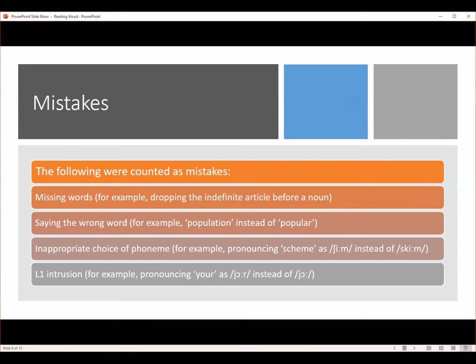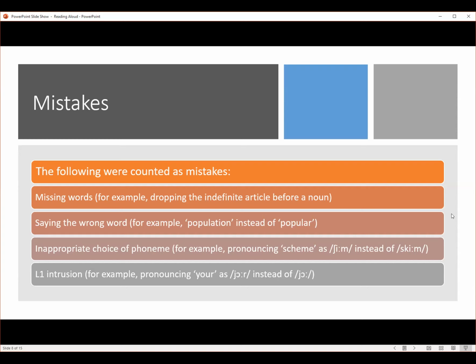And then getting more into the nitty gritty, if the phoneme production was inappropriate. So I took the example here as pronouncing scheme as skim instead of scheme, or something along those lines. If the students did that, or sheem instead of scheme, that would count as a mistake. And strong L1 intrusion, I counted as a mistake. So if a student pronounced the R in English very strongly, I would count that as a mistake, because even in English as a lingua franca, we want that softer R, especially the terminal R. So when I had a student pronouncing your as yor, the R counted as a mistake.